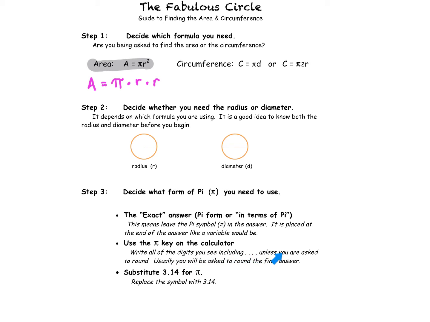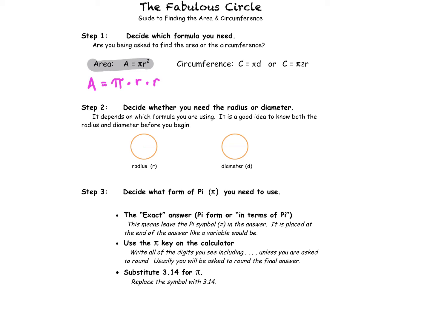And then they generally ask us to round. Usually you're asked to round the final answer, sometimes to the nearest whole number, the nearest tenth, hundred, thousandths, etc. So they won't say, hey, use the pi key, but if they say round your answer, that's an indication to use the pi key.